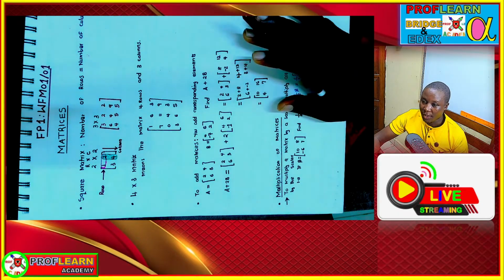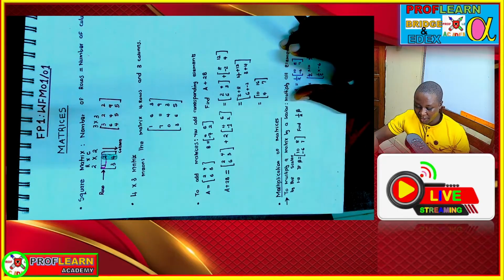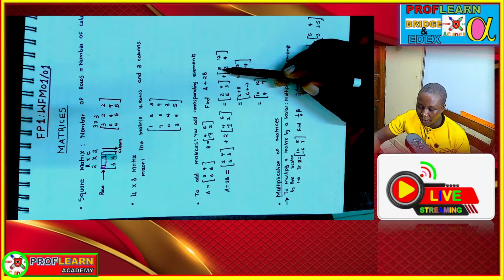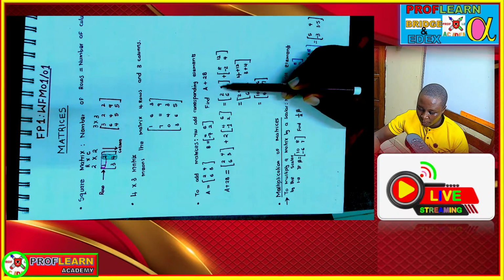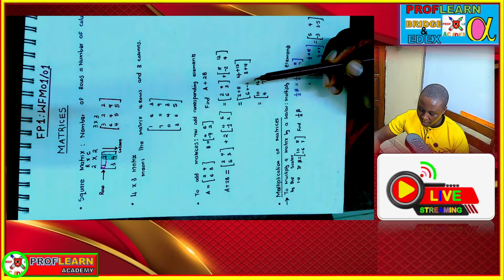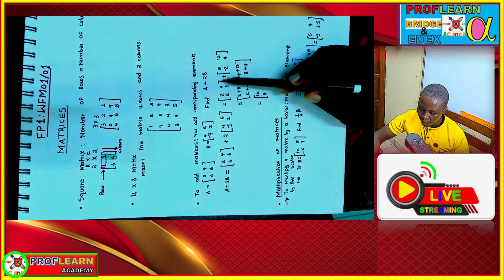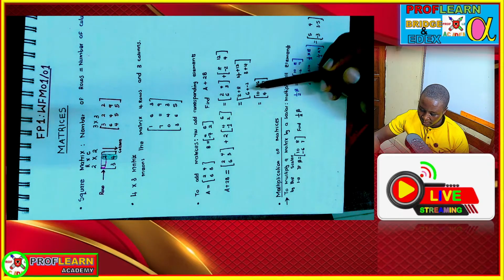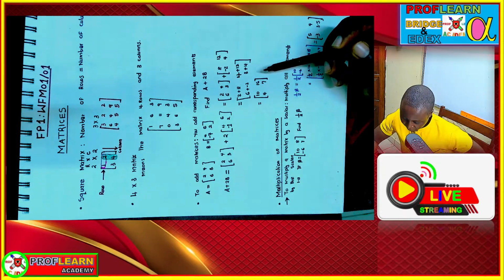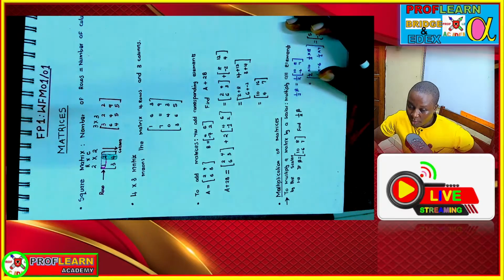Then we can go ahead and add these matrices. We add 2 plus 8, because this is the first row, first column, then you add to the first row, first column. So 2 plus 8 is going to give us 10. 4 plus 12 will give us 16. 6 plus -2 will give us positive 4. 3 plus 4 is going to give us 7. So that is how you add matrices.